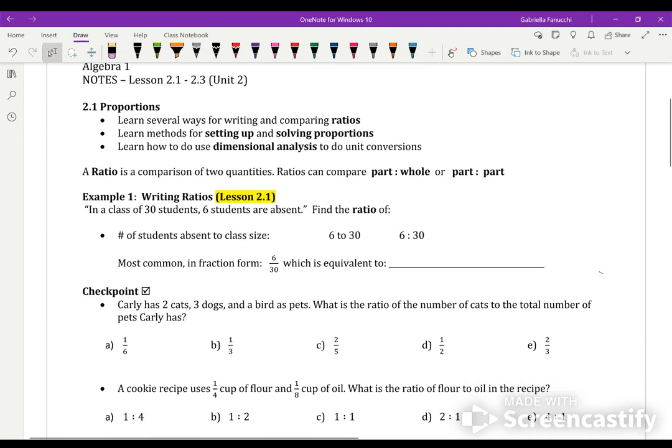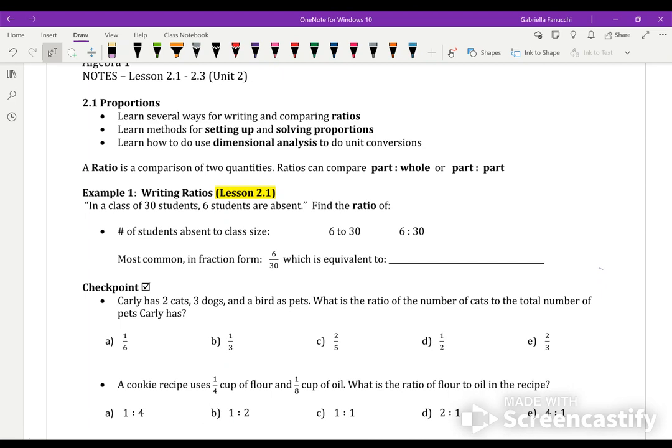So our first example is going to be writing ratios. This comes from lesson 2.1. So in a class of 30 students, 6 students are absent. We want to find the ratio of the number of students absent to class size. So the number of students absent is going to come first, and then class size will come second.